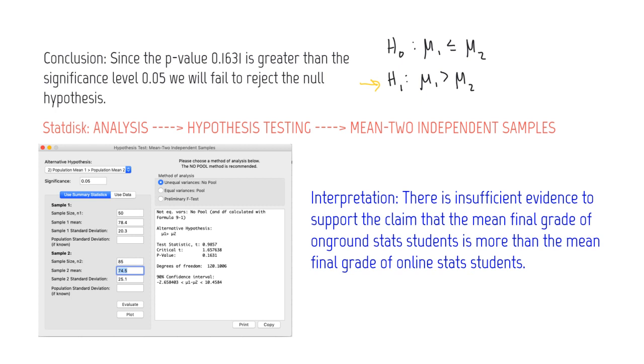of online students. So by failing to reject the null hypothesis, we are not rejecting this statement, which means if we don't reject this statement, we can't support the alternative. So there is insufficient evidence to support the claim that the mean final grade of on-ground students is more than the mean final grade of online stat students.